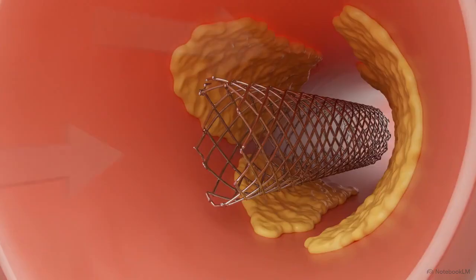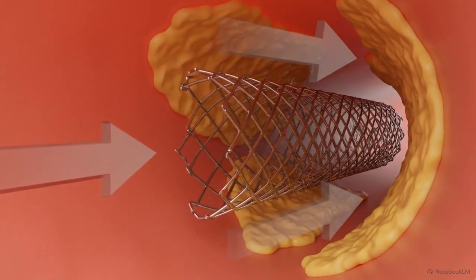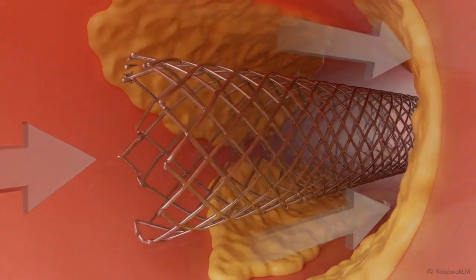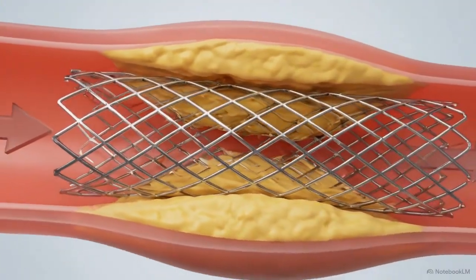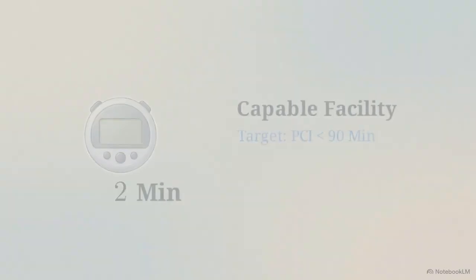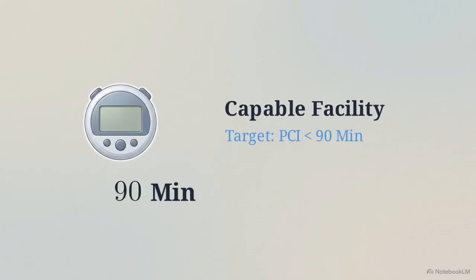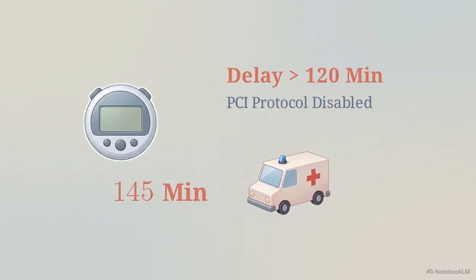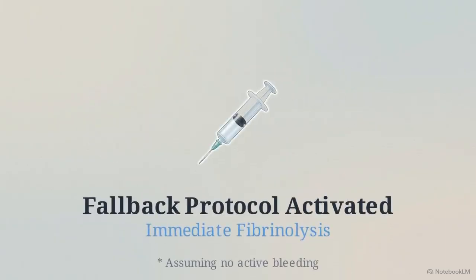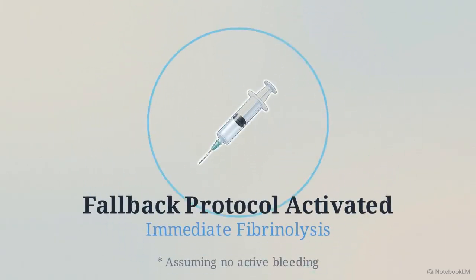For a STEMI, reperfusion is governed entirely by the clock. The absolute rule is primary percutaneous coronary intervention, compressing the plaque with a stent, within 90 minutes at a capable facility, or 120 minutes if transfer is required. If a capable facility cannot be reached within that 120-minute window, the fallback protocol activates. Fibrinolysis is mandated immediately, assuming no absolute bleeding contraindications.